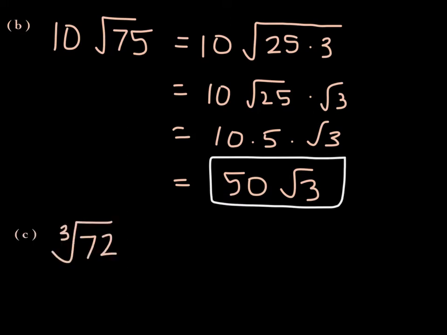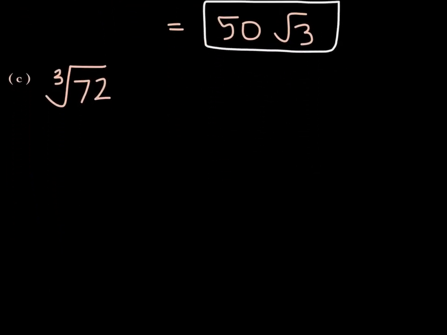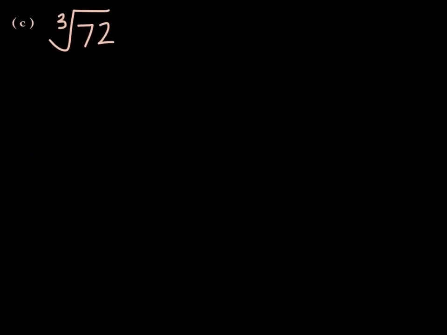The next one is the cube root of 72. All right, so the cube root of 72. 72 is not a perfect cube. If you list out some of your perfect cubes, you will not see 72 in that list. So the idea here is to rewrite 72 as a product of two factors. Now be careful, where one of the factors is a perfect cube. So you have to shift your thinking here. Don't think of perfect squares. Instead think of perfect cubes.